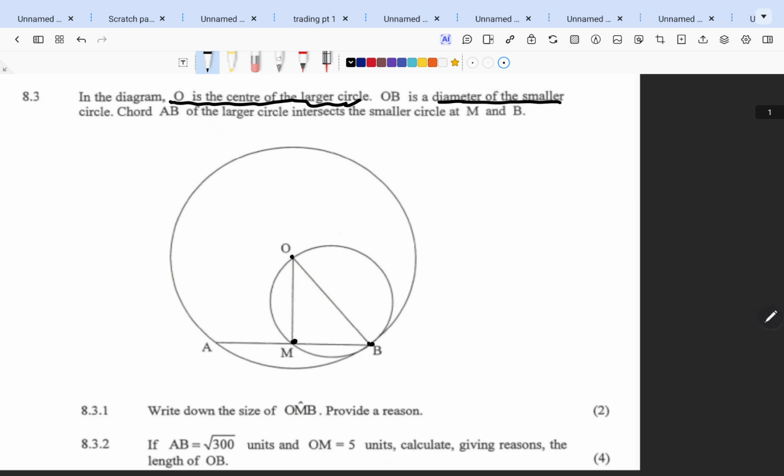Angle OMB, this angle. Guys, I already gave you guys an answer.